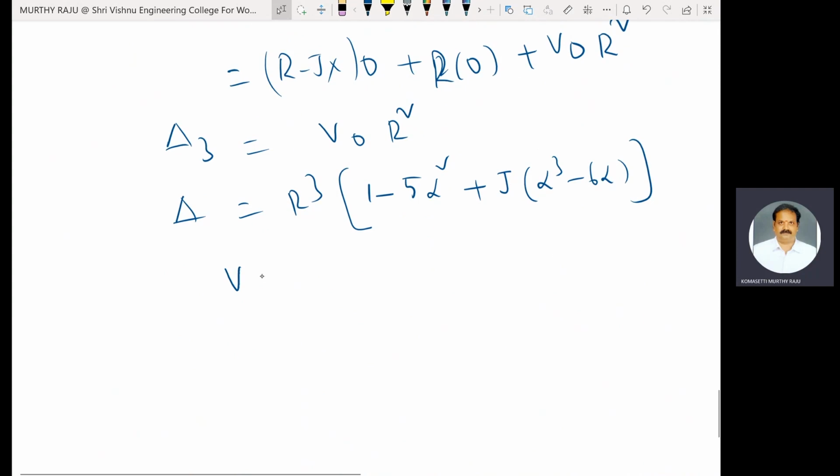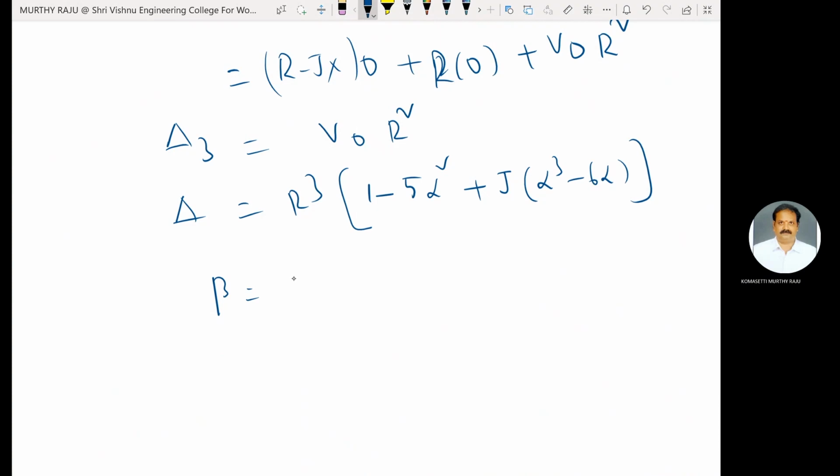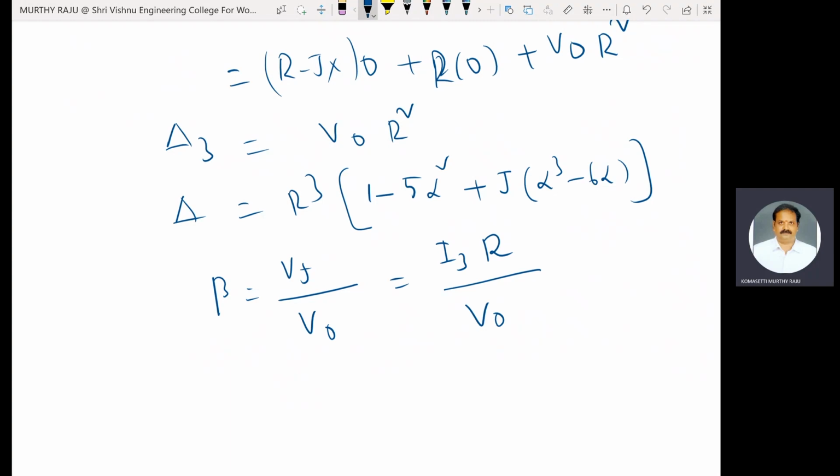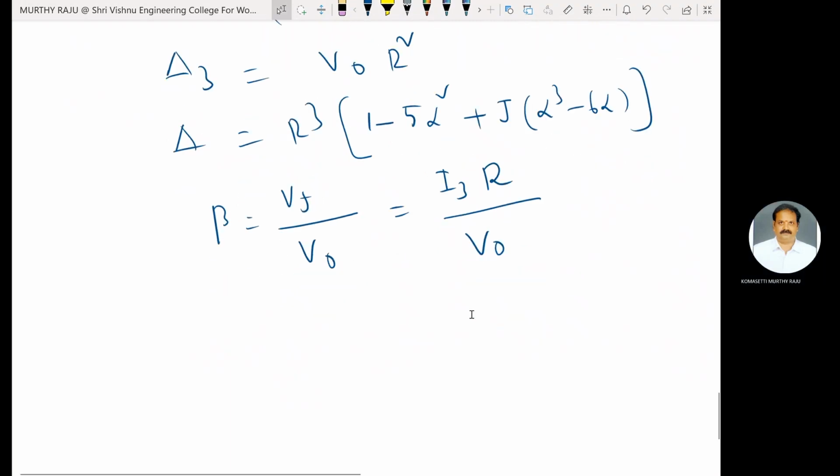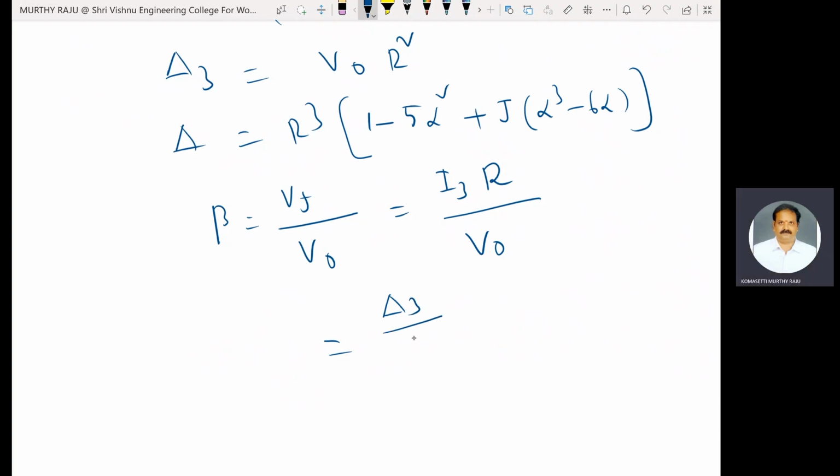We know that Vf is equal to, output beta is equal to the output voltage of the feedback network by the input voltage of the feedback network. Output voltage is Vf, input voltage is V naught. Vf is equal to I3 into R by V naught. We know that I3 into R is equal to delta 3 by delta, times R by V naught.